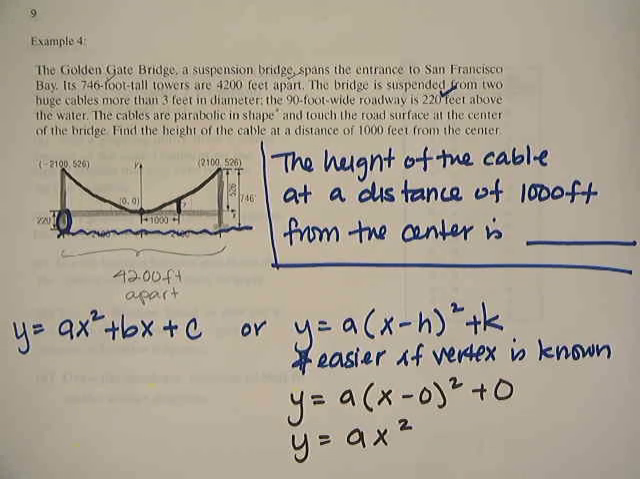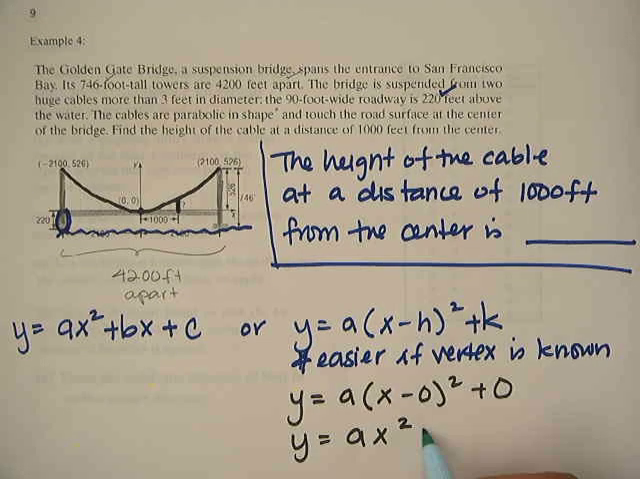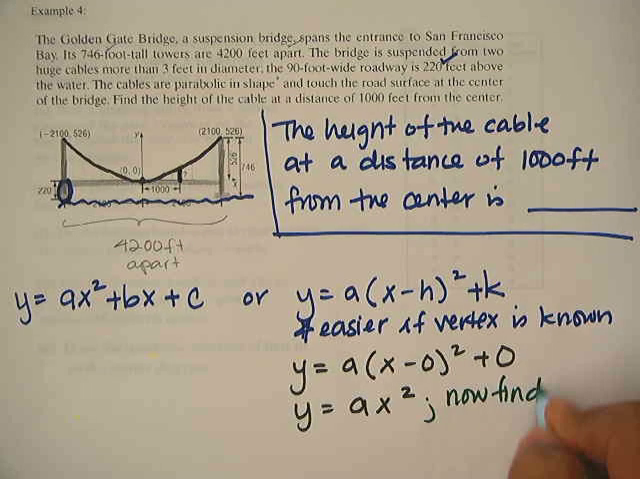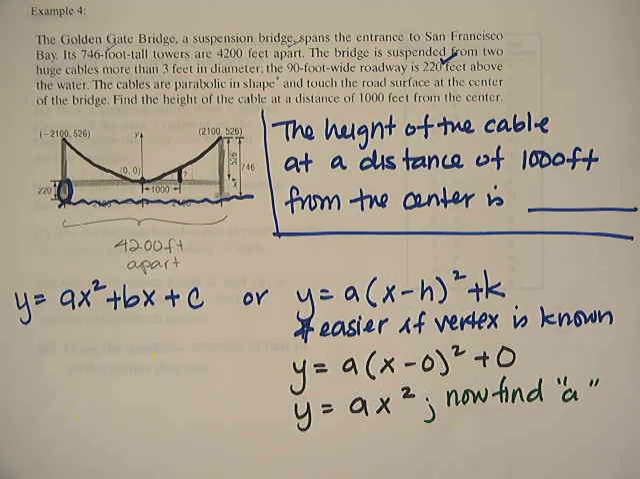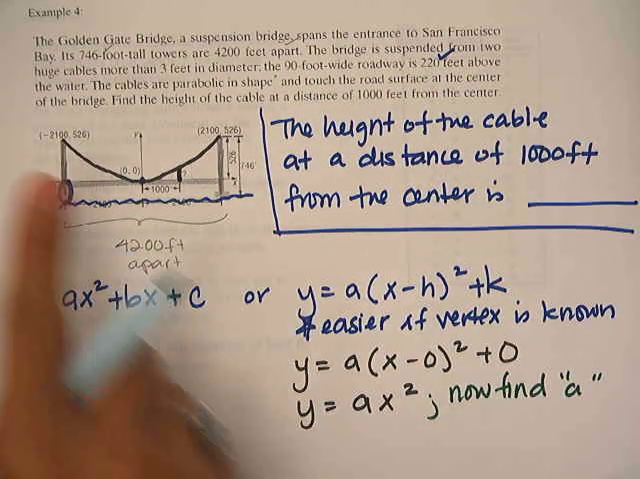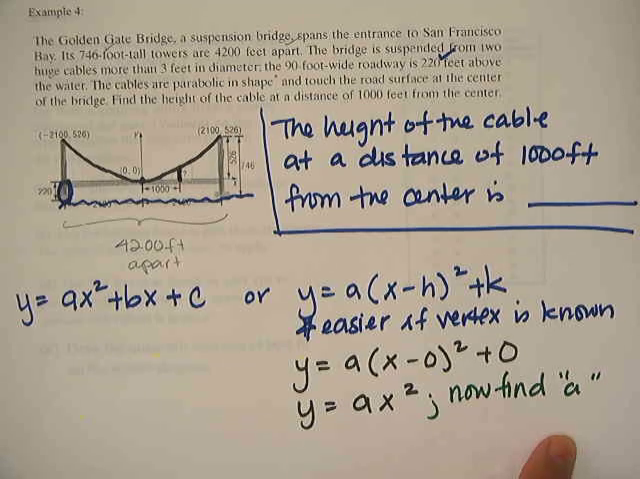So we need to find an equation of the parabola. Now we have y equals something times x squared. Now we just have to find a. We know it opens up, so we know a has to be positive.